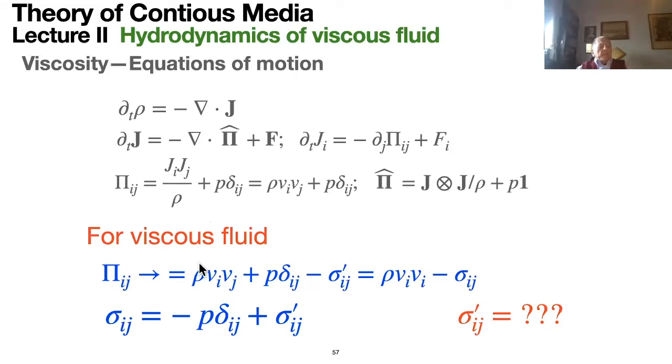We take the stress tensor as being simply the stress tensor for an ideal fluid, and the minus is completely historical. I could have written a plus here, it's irrelevant, but that is what is conventionally used in hydrodynamics. By adding to it a little additional term, called the viscous stress tensor, the total stress tensor, capital pi, will have the form of the product of a density and two velocities. This is a mistake, there should be J here. And minus a stress tensor sigma, which is minus pressure times delta IJ, plus this viscous stress tensor.